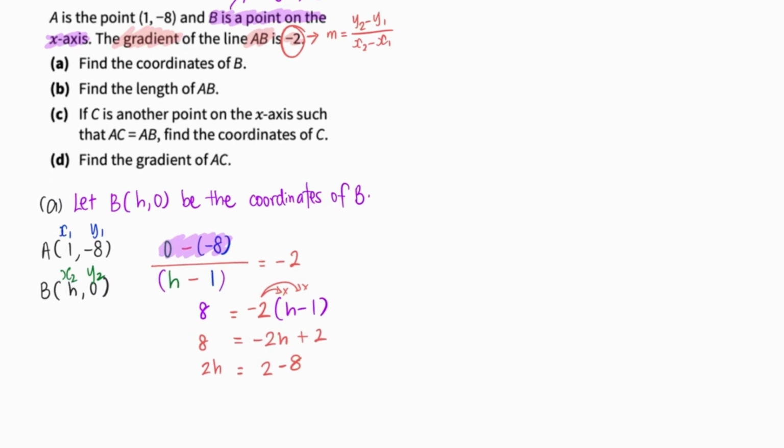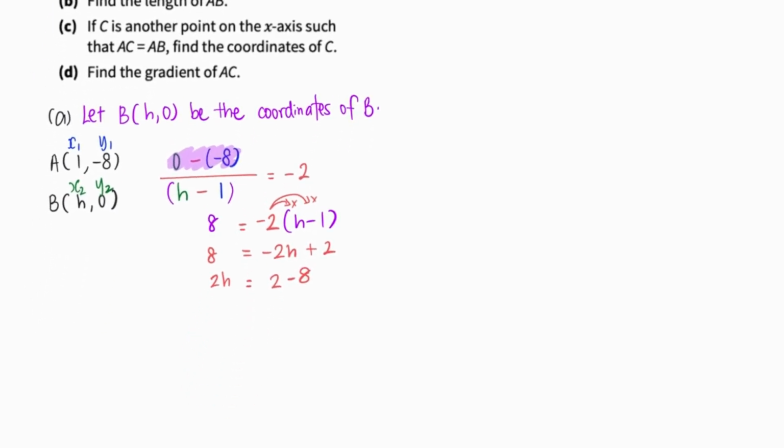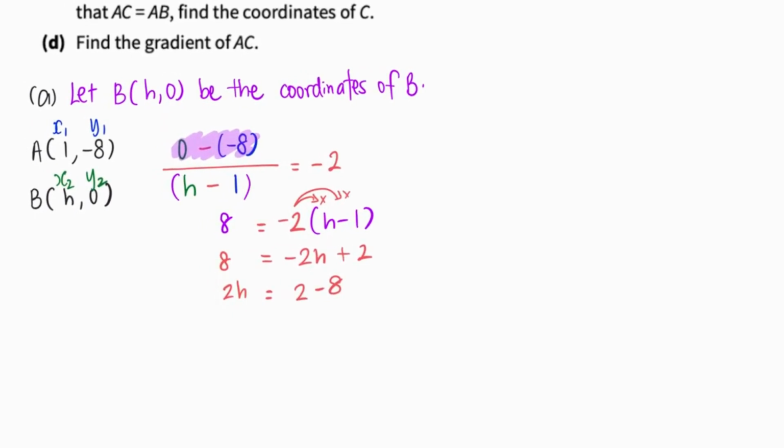As I shift this a bit and make it bigger, my h will be equals to 2 minus 8, which is negative 6. I'm going to divide by 2 on both sides, and that's where I will get my h. But this is not the answer. They are asking for the coordinates of B. So therefore, B will be negative 3, 0.